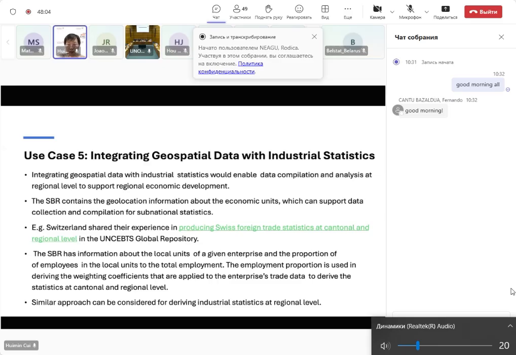For example, Switzerland has shared experience in producing Swiss foreign trade statistics at the regional level by leveraging the location information in the SBR. In the Swiss experience, they tap on the SBR information about the local units in a given enterprise and use that to derive certain weighting patterns to apportion the trade data to the locations. By deriving this methodology, they are able to compile statistics at cantonal and regional level. A similar approach can be considered for industrial statistics too.